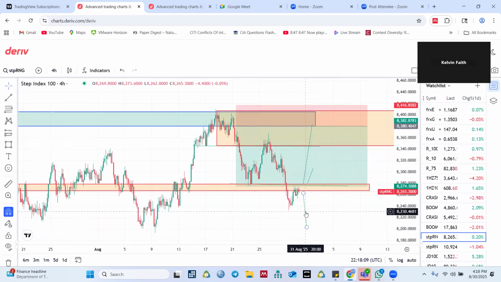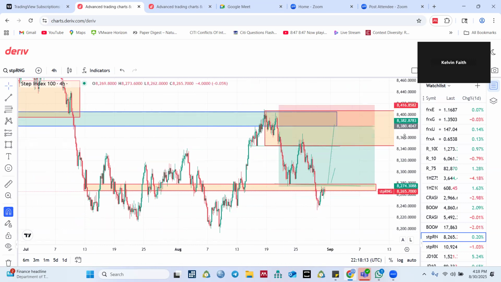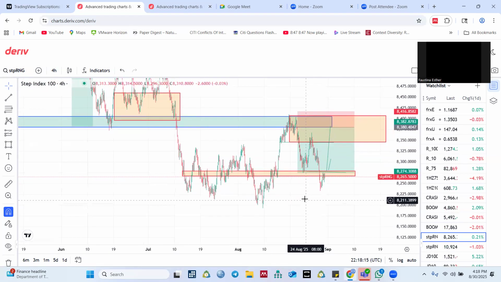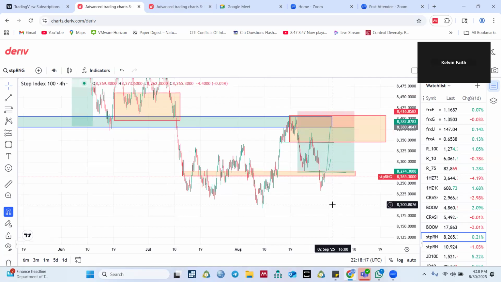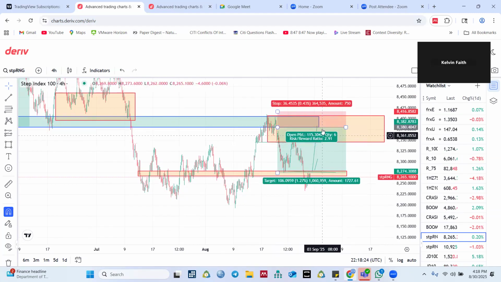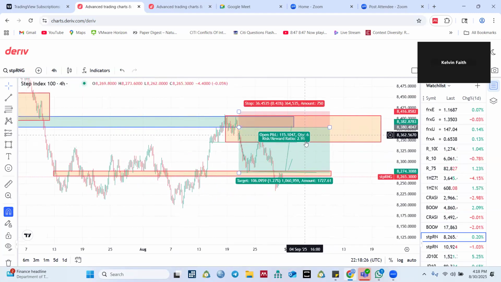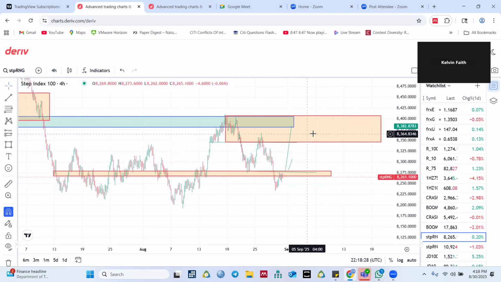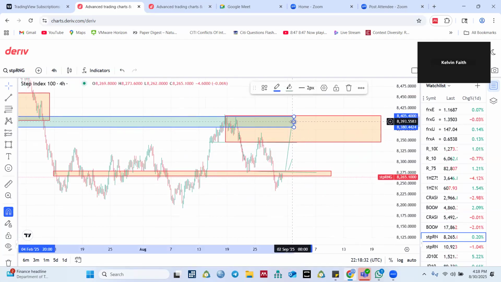Uche, do you have any question? So right now it's bearish on Step 100, but because of this break of structure here, there is a likelihood price might want to push back up into the premium zone, likely to sweep liquidity.